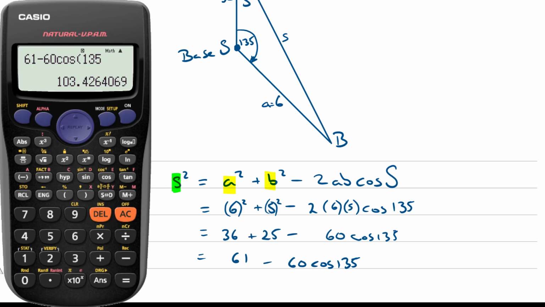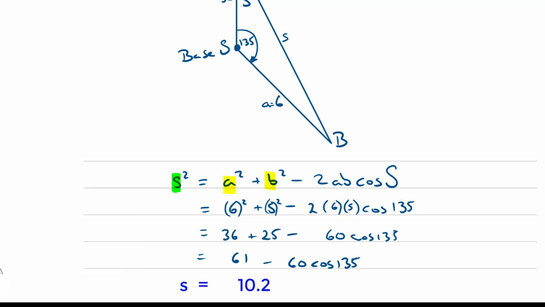Root answer equals, so that's 10.2 kilometers, I suppose. Yeah, 10.2 kilometers. Okay, we're done.